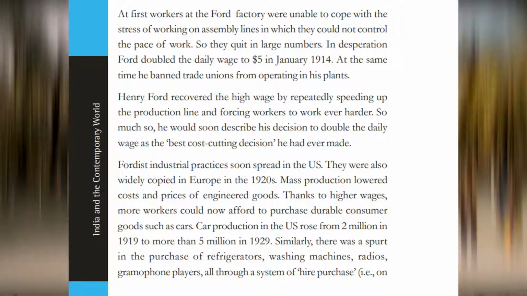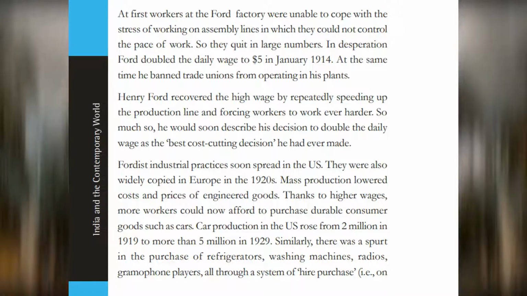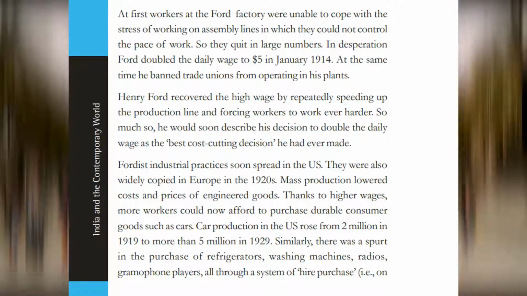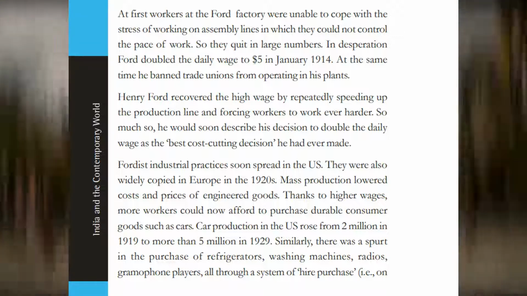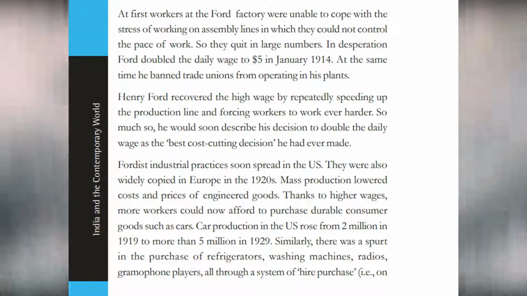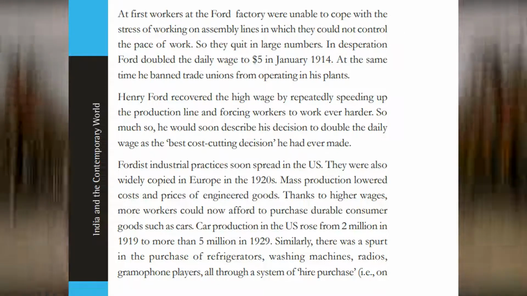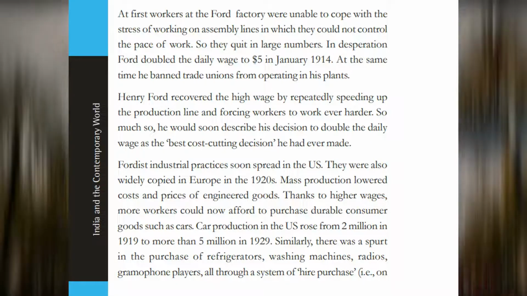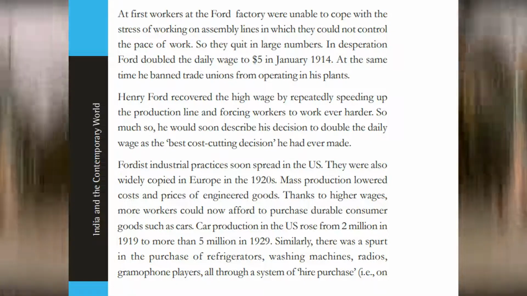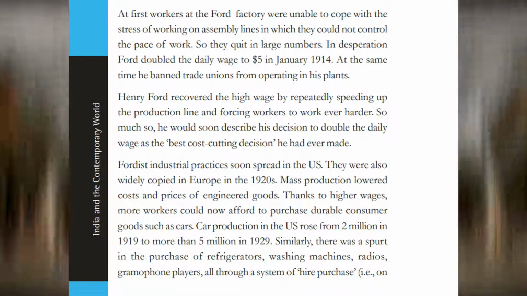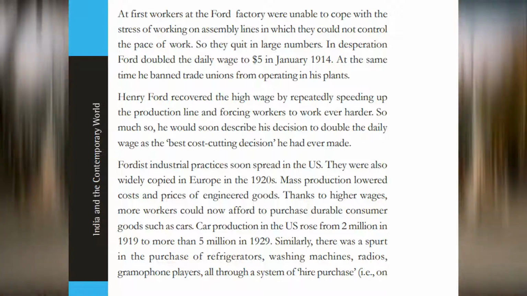In desperation, Ford doubled the daily wage to $5 in January 1914. At the same time, he banned trade unions from operating in his plants. Henry Ford recovered the high wage by repeatedly speeding up the production line and forcing workers to work ever harder. So much so, he would soon describe his decision to double the daily wage as the best cost-cutting decision he had ever made. Fordist industrial practices soon spread in the U.S. They were also widely copied in Europe in the 1920s.